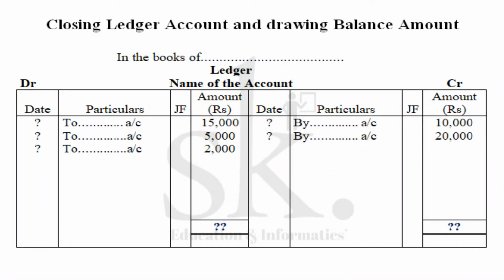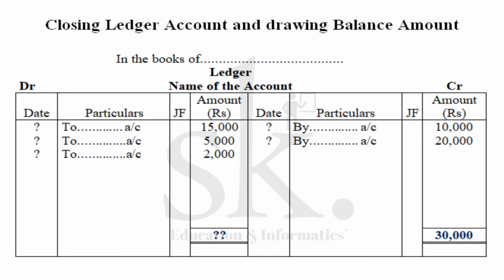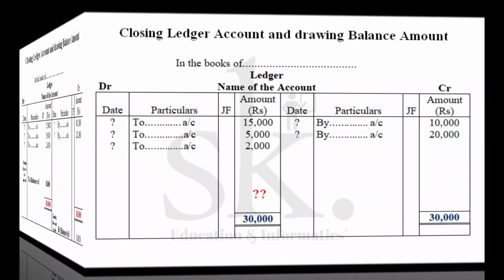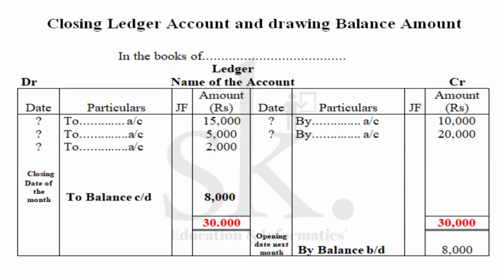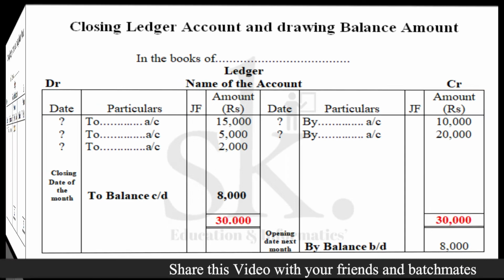Let's understand with another example. Now here we also again have 3 entries on the debit side and 2 entries on the credit side. But if we try to calculate the total of debit and credit, we find that the credit total is on the higher side. It's 30,000, whereas the debit total is 22,000. So there is a gap of rupees 8,000. Therefore, on the closing date of the month, on the debit side, we write "To balance c/d", carried down, and carried down to the opening date of the next month by writing "By balance b/d" 8,000 rupees.